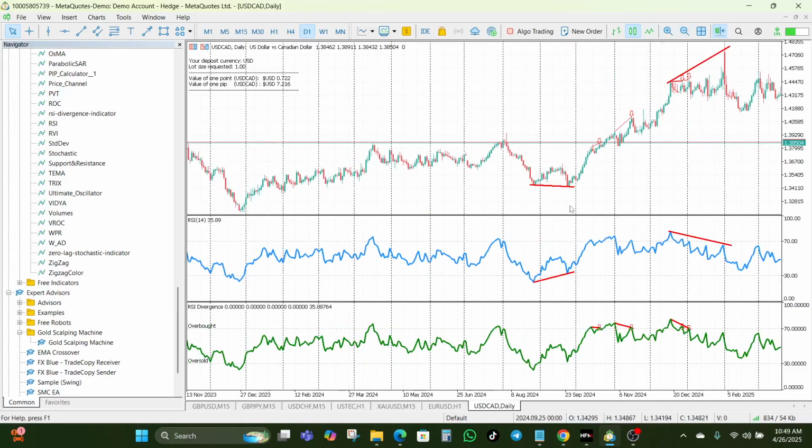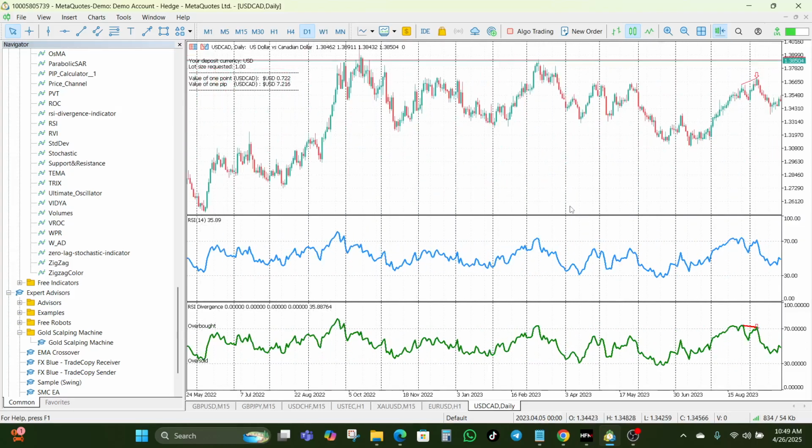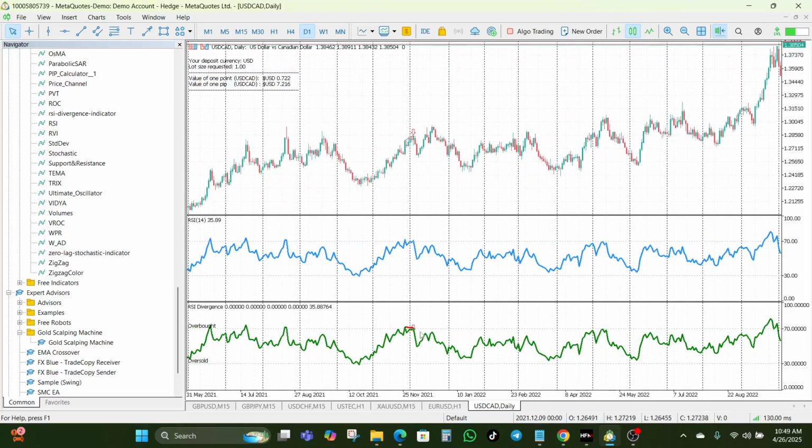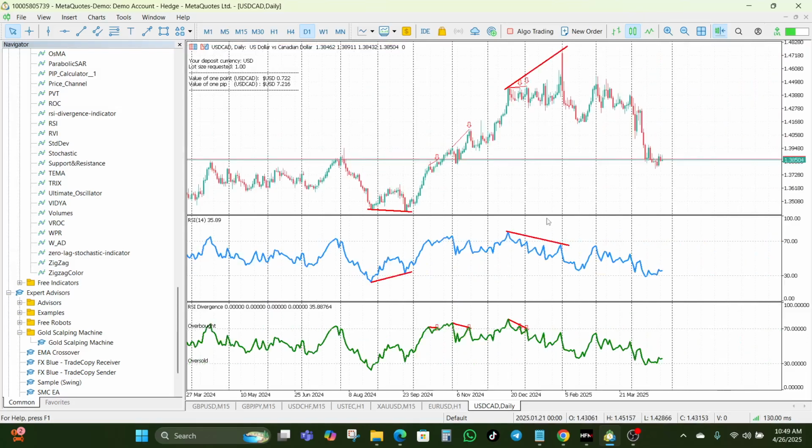Now let's just go back to see more examples. You can see there was another divergence signal here. This was a bearish divergence, and you can see the price sold. There was actually another divergence signal here, and the price sold, right? So we can go on and on.